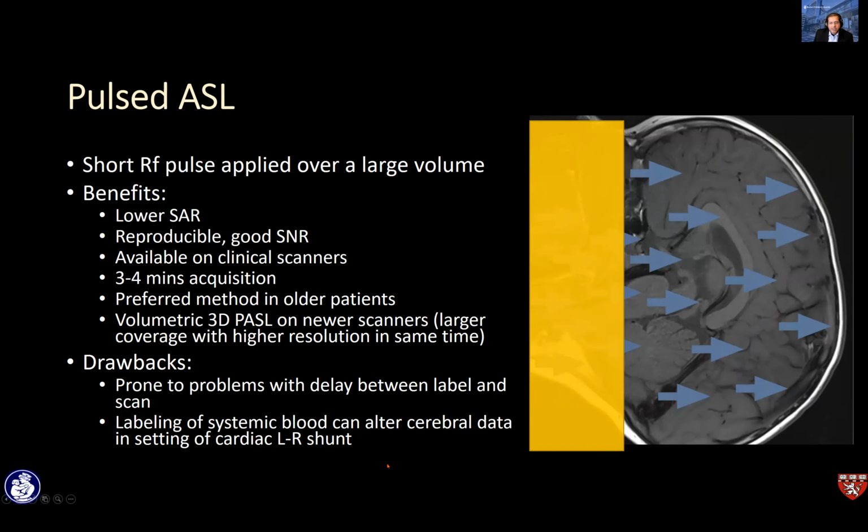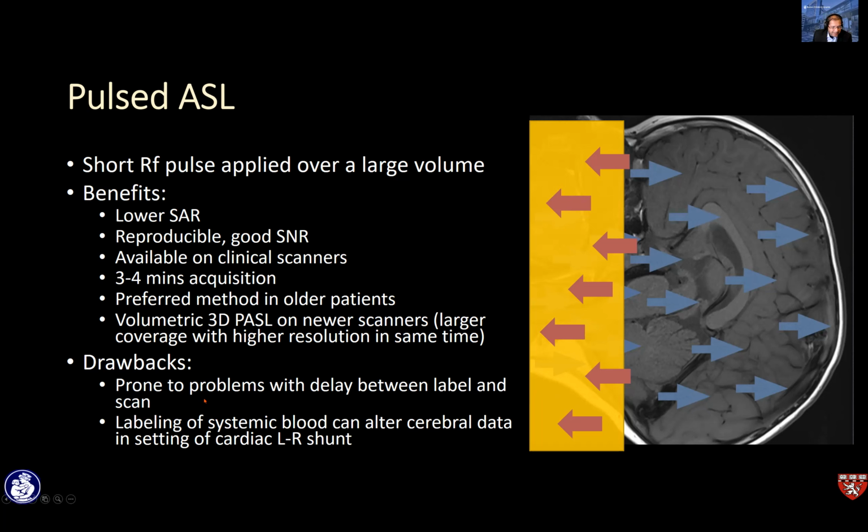In pulsed ASL, you have a short RF pulse applied over a large volume. So here's a large volume, which is labeled here. And then here's a short RF pulse, which magnetizes these protons in the flowing blood. It's a preferred method in older patients and takes 2 to 4 minutes for acquisition. And the newer volumetric 3D PASL on newer scanners actually has much higher coverage and a higher resolution in the same amount of time. So this is what we use in most of our clinical scanners now.